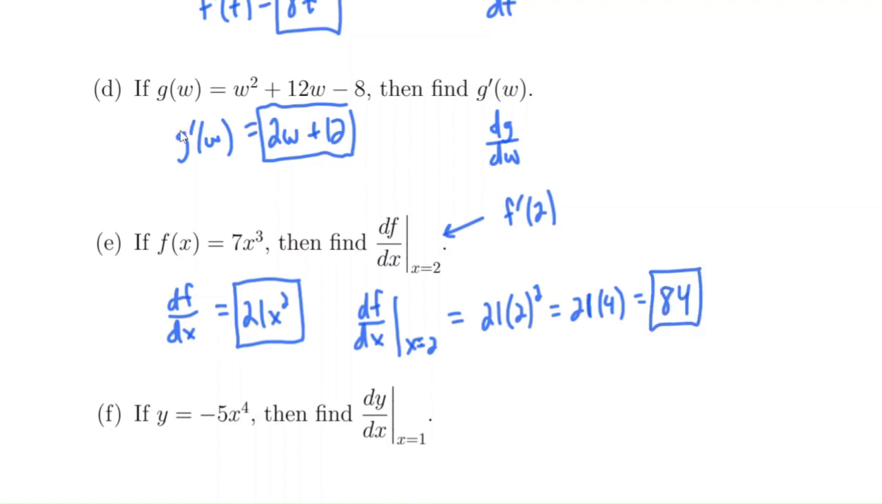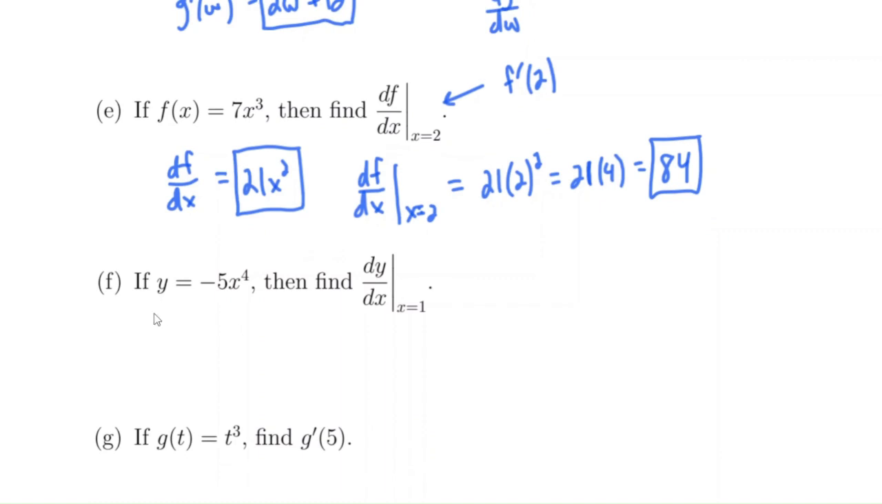Okay, so remember, the derivative of a function, you end up getting a function, but the derivative of a function evaluated at a point, so if you're trying to find f prime of 2, or df dx at x equals 2, you end up getting a number. That number represents the slope of the tangent line at x equals 2.